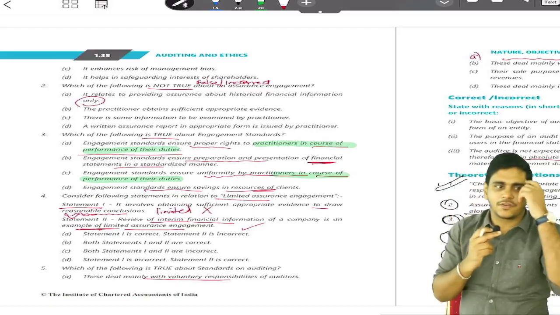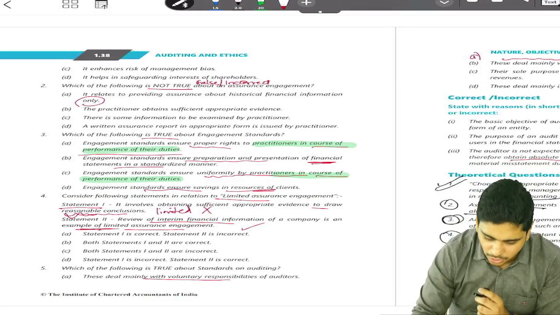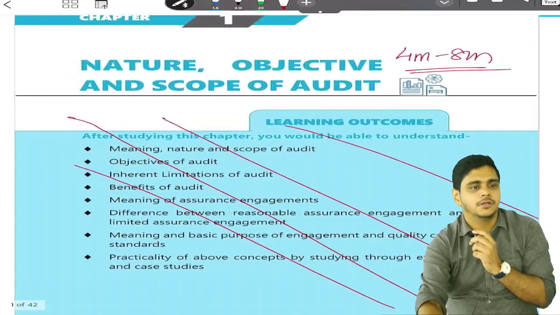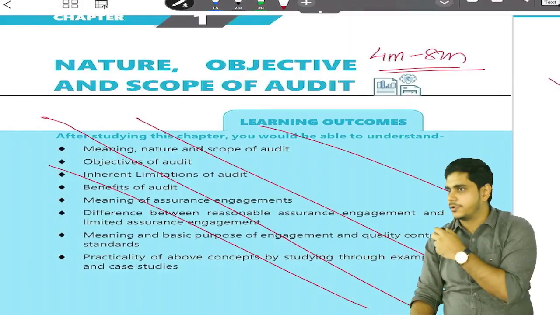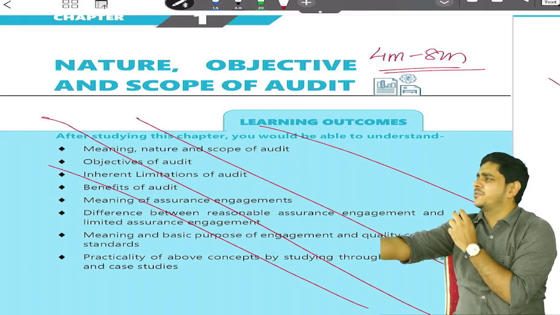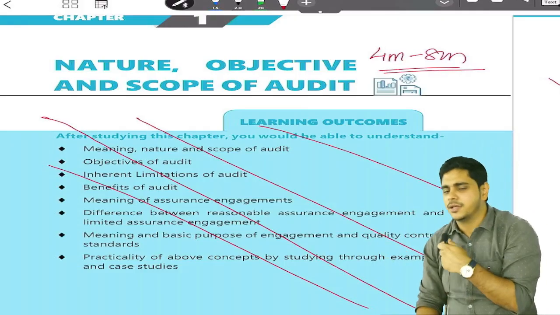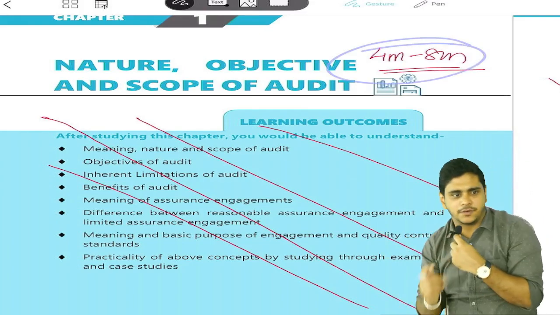Okay. So we have completed chapter number 1 comfortably. We move on to chapter number 2, which is called Nature, Objective and Scope of Audit. What is the name of the chapter? Nature, Objective and Scope of Audit. Why are you writing? Who told you to write? First understand the concept. The weightage of the chapter is around 4 to 8 marks.